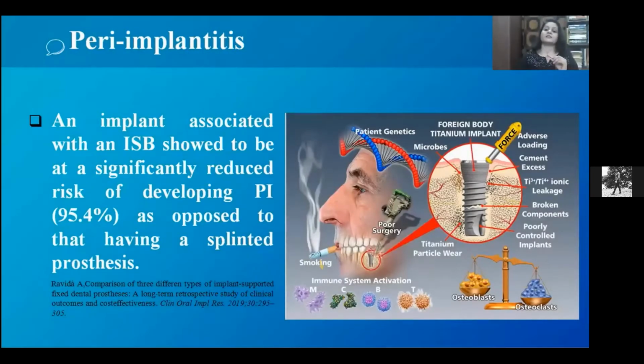Peri-implantitis is a complex multifactorial disease. And we all know that it is influenced by patient genetics, immune system activation, poor surgery, smoking, and of course, adverse loading conditions. An implant associated with an implant-supported bridge was shown to be at a significantly reduced risk of developing peri-implantitis. That is around 95.4% less risk as opposed to that having a splinted prosthesis. And one more factor is that the middle implant in a splinted restoration has more chance of developing peri-implantitis.